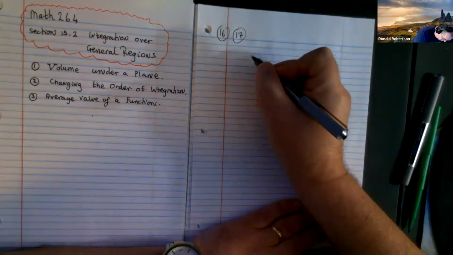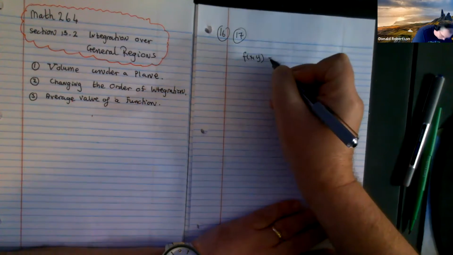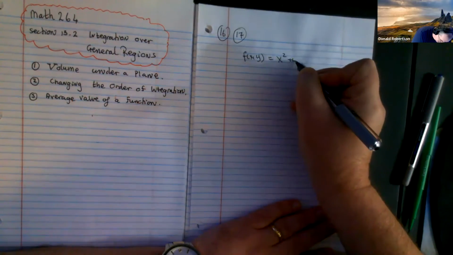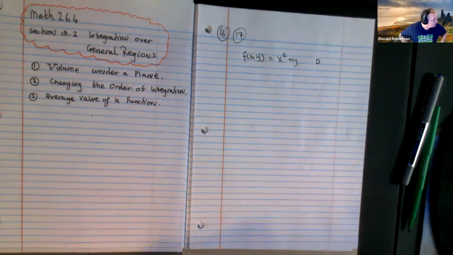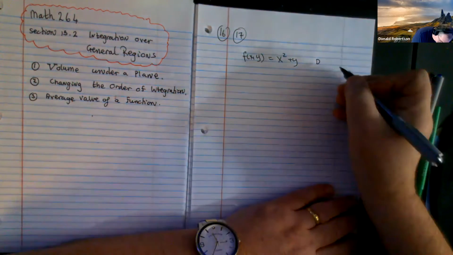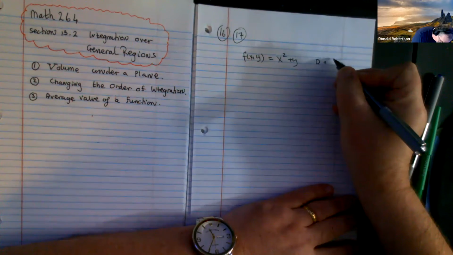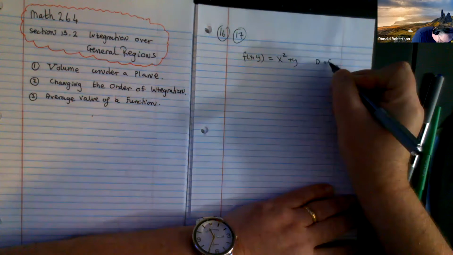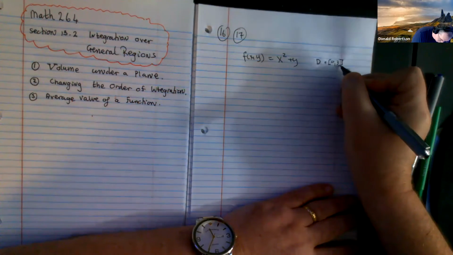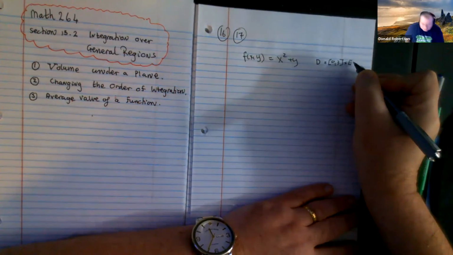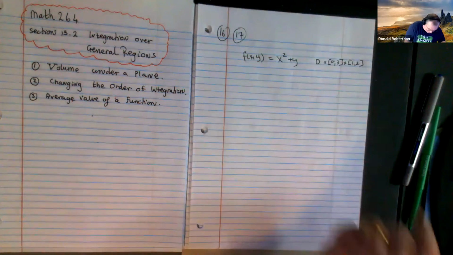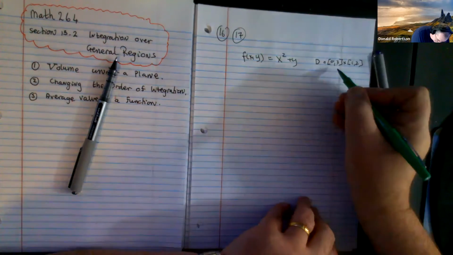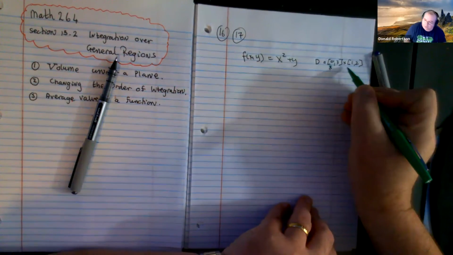Suppose we have a function f of x, y, and it's equal to x squared plus y. And my region D is basically described as, let's do it this way, 0, 3, cross 1, 2. Now, if you write this notation, doesn't that mean the x's go from 0 to 3 and the y's go from 1 to 2?